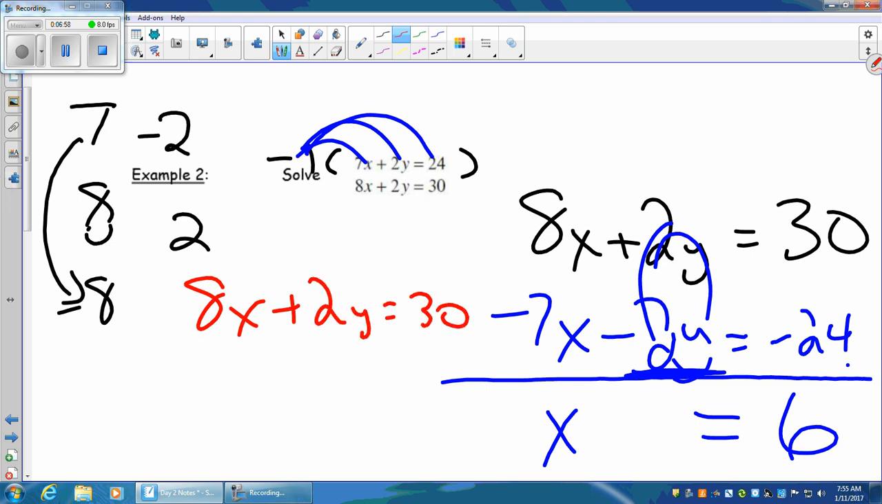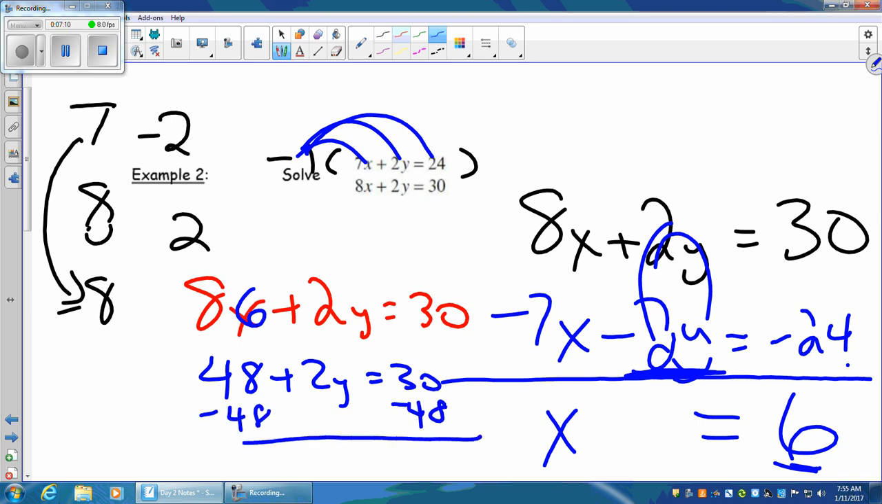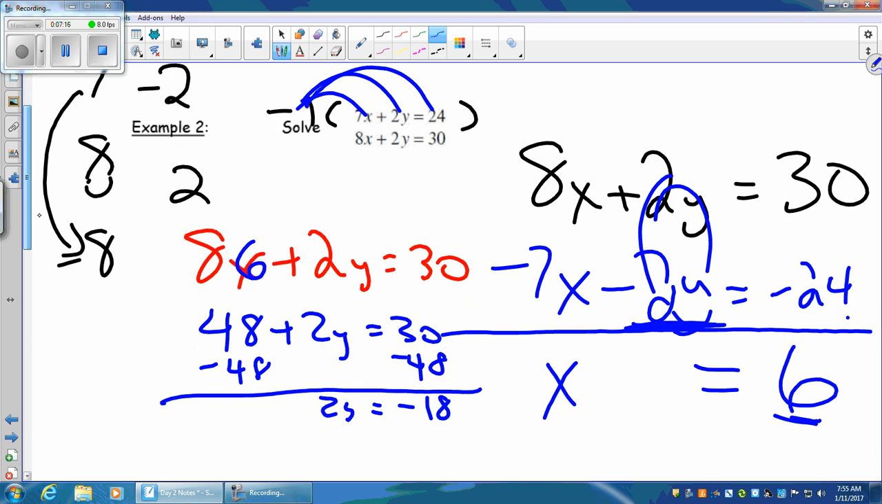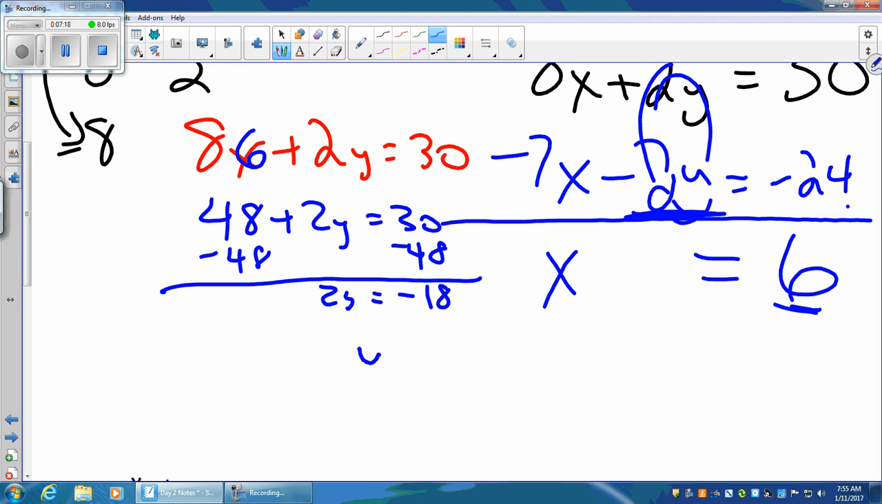I'm going to take this 6 from down here and plug it in right here because it's an x, and I end up getting 48 plus 2y is 30. Minus both sides by 48. I end up getting 2y is -18. And I got to divide both sides by 2. And I end up getting y is -9. So now when I make my coordinate, it is 6, -9.